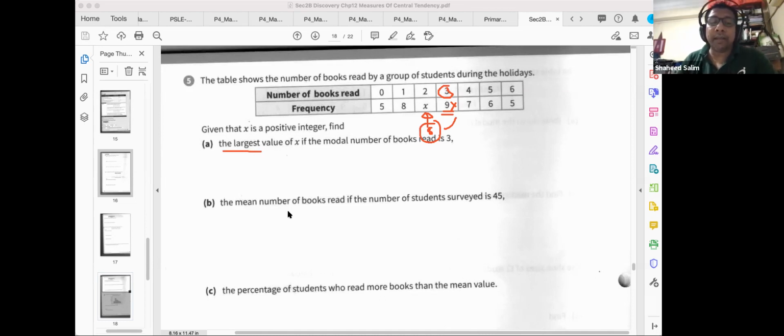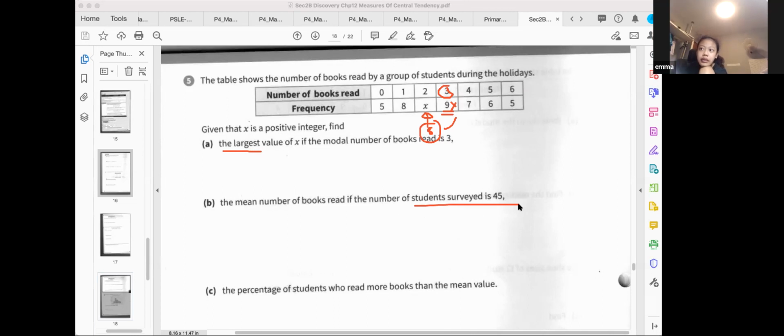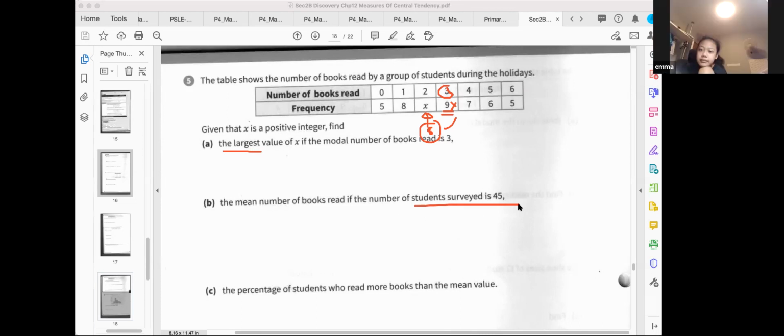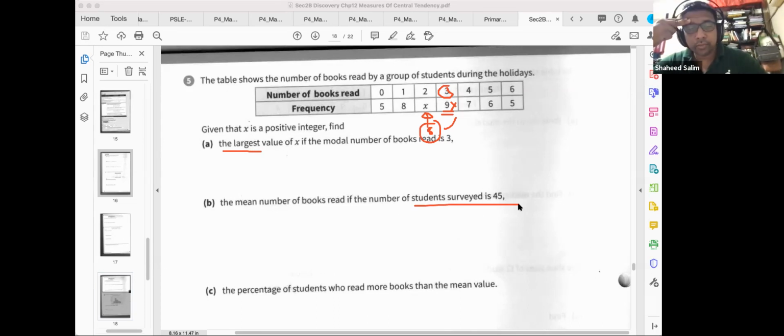Next one now, the mean number of books read if the number of students surveyed is 45. Is the total number of students 45? What's the mean? You can do this. Sorry? 5. Good. So you got the answer, right? 5. Well done. And what's the percentage of students who read more books than the mean value? Let me see. Percentage of students who read more books than the mean value. Okay, easy.